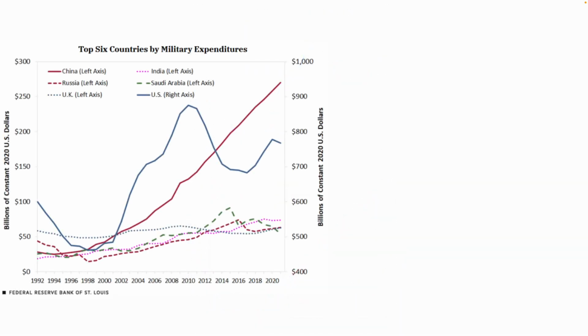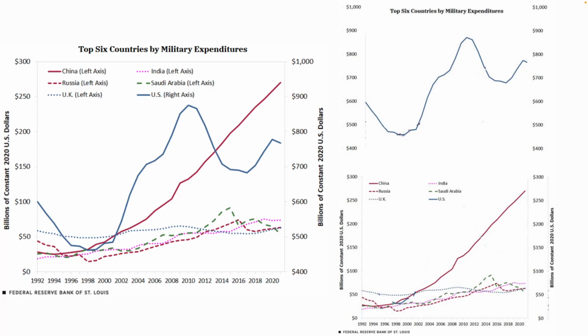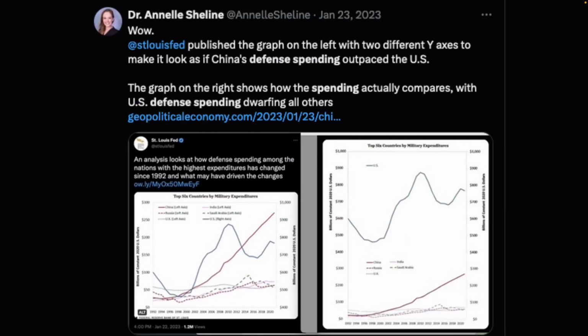So here they are again, side by side. The misleading formatting of this chart on the left-hand side is what the St. Louis Fed published on its Twitter account. And this is what it really should look like if everything was on the same axis. And people were calling this out. So you have Dr. Anel Schellin: Wow, St. Louis Fed published the graph on the left with two different y-axes to make it look as if China's defense spending outpaced the U.S. The graph on the right shows how the spending actually compares, with U.S. defense spending dwarfing all others.